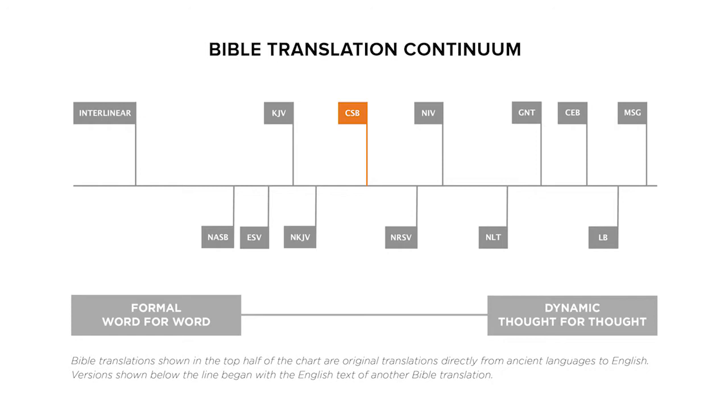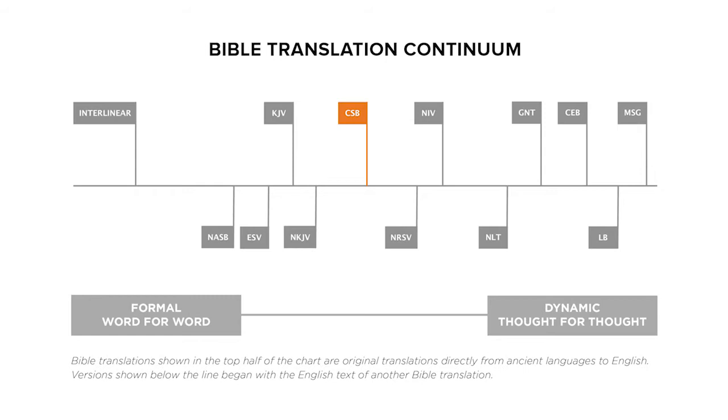You may be wondering, why are some of these translations on the bottom of this line and some on the top of this line? The difference is that those on the bottom are translations where the translation team first came together and started by revising an existing English translation. To put it another way, the translations on the top of the line started with the original manuscripts and then consulted the English tradition. Those on the bottom start with an English translation and then consult the original manuscripts.